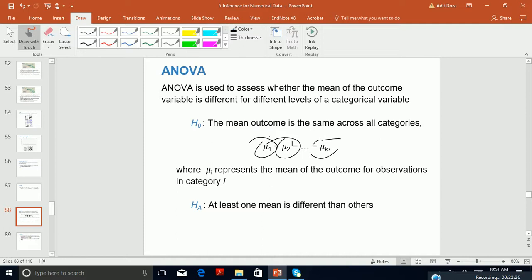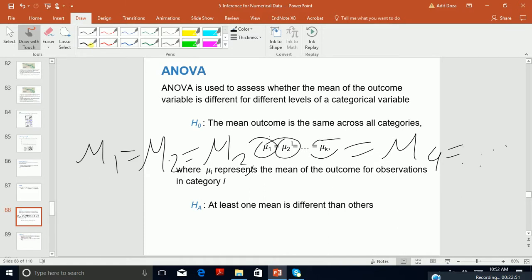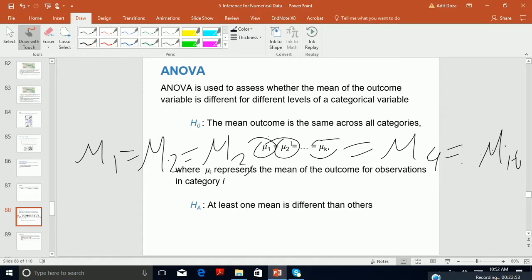When we are saying that all 16 sections of economics students would perform similarly, that means the mean GPA of each class should be the same, right? So, just using the economics example, the mean GPA of section 1 should be equal to the mean GPA of section 2, the mean GPA of section 3, the mean GPA of section 4, and so on and so forth until the mean GPA of section 16.